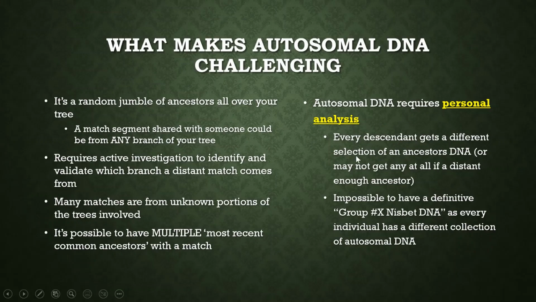Every descendant gets a different selection of an ancestor's DNA, or you may not even get any at all if it's a distant enough ancestor. And so that makes it impossible to have a definitive, this is the DNA from this line of Nisbets, because every individual in the chain has a different collection of autosomal DNA. So generally autosomal DNA is associated with a specific person rather than a whole line of people.